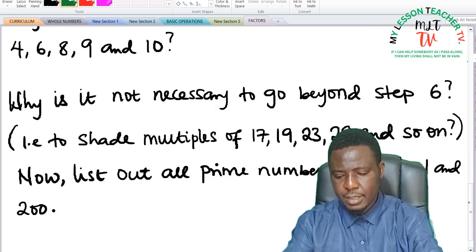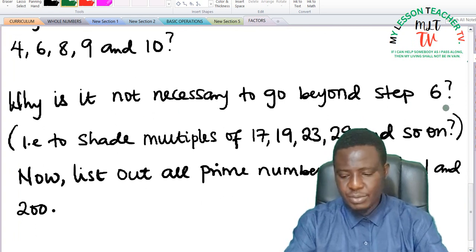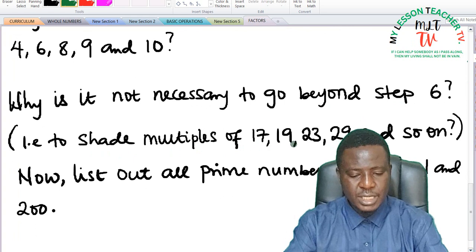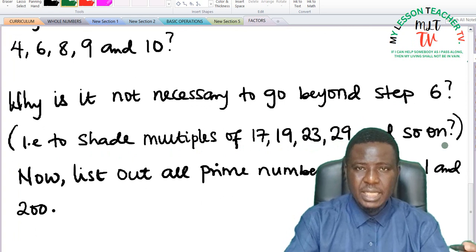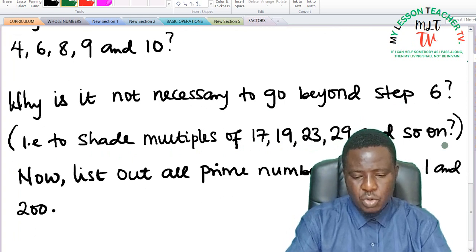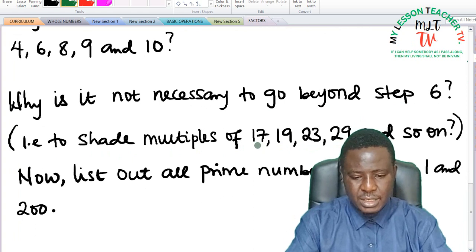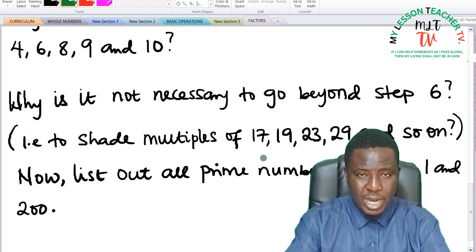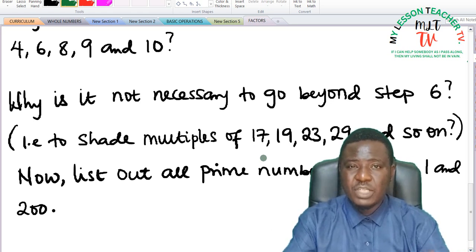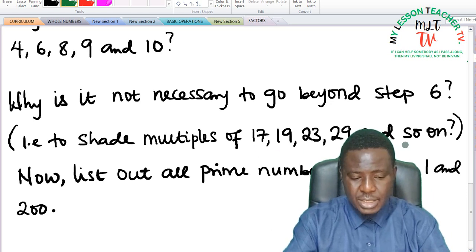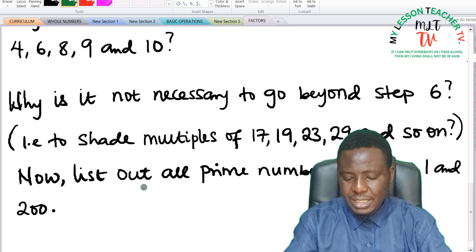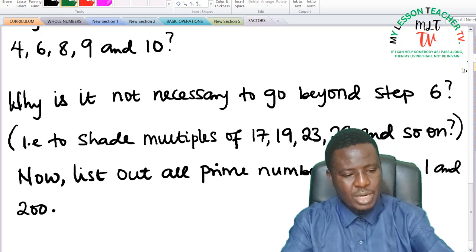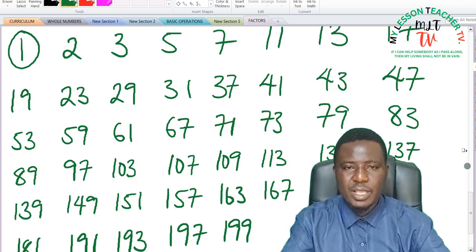Another question is, why is it not necessary to go beyond step 6? That is, to shade multiples of 17, 19, 23, 29, and so on. Just like I said, it is not necessary because shading the multiples of 17 means you are shading the multiples of 2, 3, and others, which I told you have already been shaded. Now, list out all prime numbers between 1 and 200. And when you list them, this is what you will get.